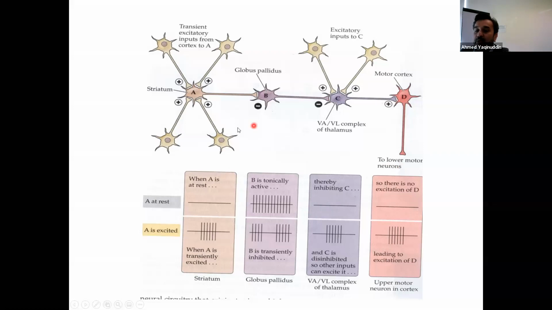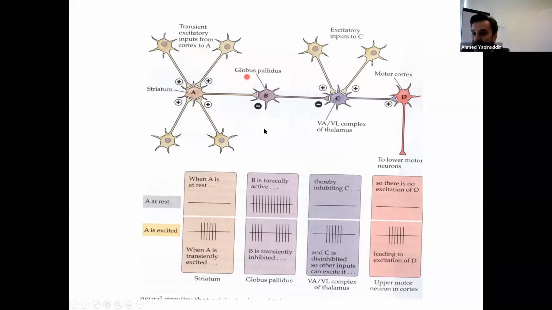But when the motor cortex decides to have a motor activity, it is going to excite the striatum. So you start to see striatum getting activated. Striatum is going to inhibit the globus pallidus transiently. So in this period of time, when the globus pallidus stops its tonic discharge to the thalamus, you would have activity from the thalamus, which will excite the cortex, and then the cortex is going to excite the lower motor neurons to perform a motor activity. So this is the normal route.